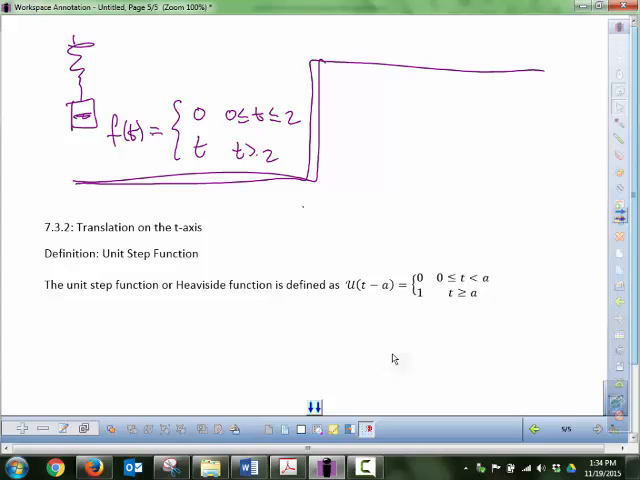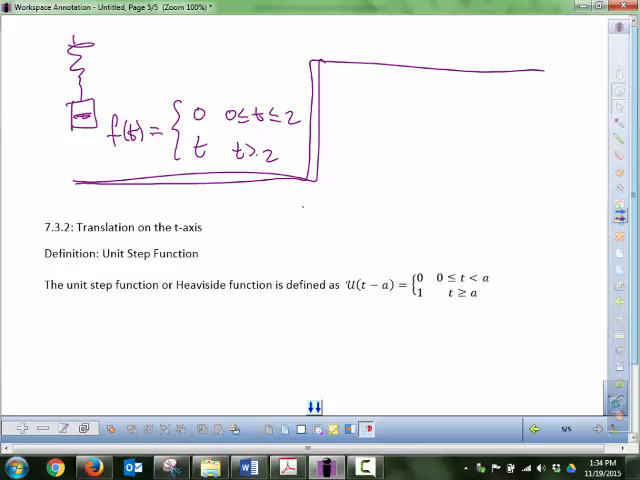So this is called the Heaviside function. Not because it's heavy on one side, but because they actually named it after a guy named Heaviside. What we need to do is, a lot of times it's easy to graph these things, but it's a little bit trickier to write it in terms of functions and formulas.